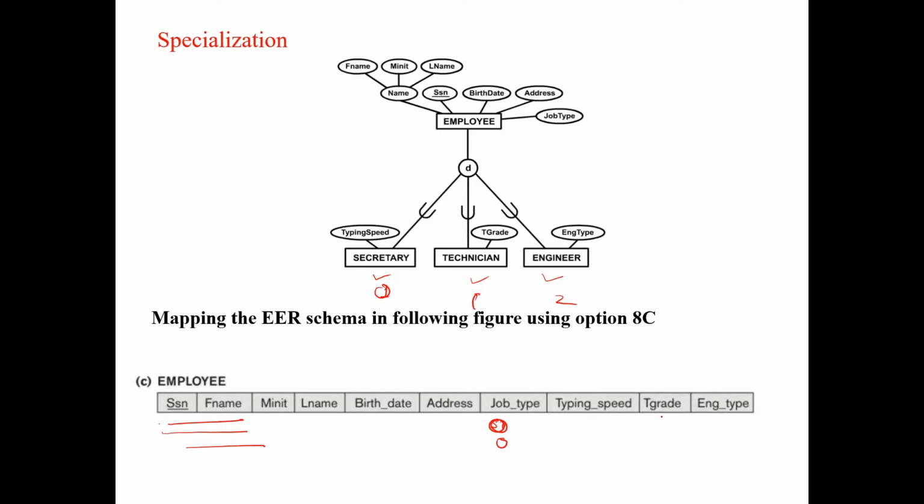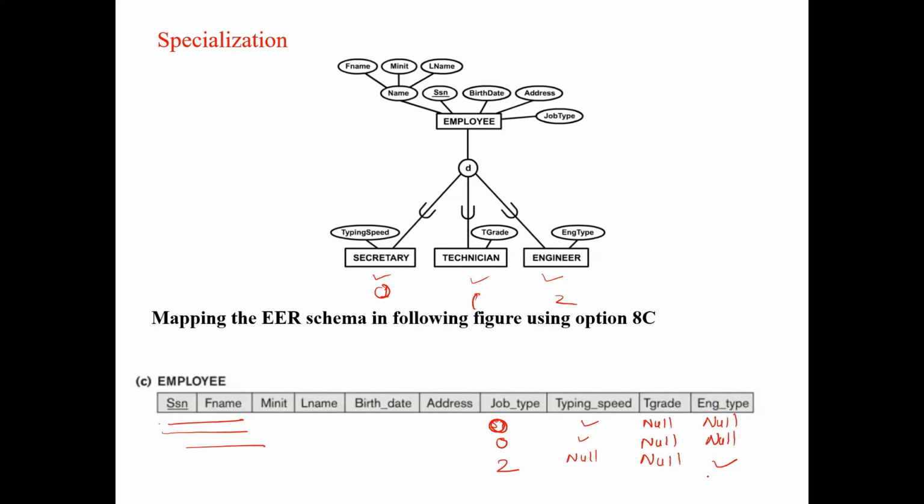Okay. In that case, T grade: if the employee is a secretary, then the person has a typing speed, so there will be some value here. But technician grade is explicitly for the technician, so there will be a null value for this. There will be a null value for the secretary. Similarly, engineering type will be null because the person is a secretary. Similarly, if the job type is equal to 2, it means that the person is an engineer. He has an engineering type, but other attributes will be null. So this will be the disadvantage of this option 8C.